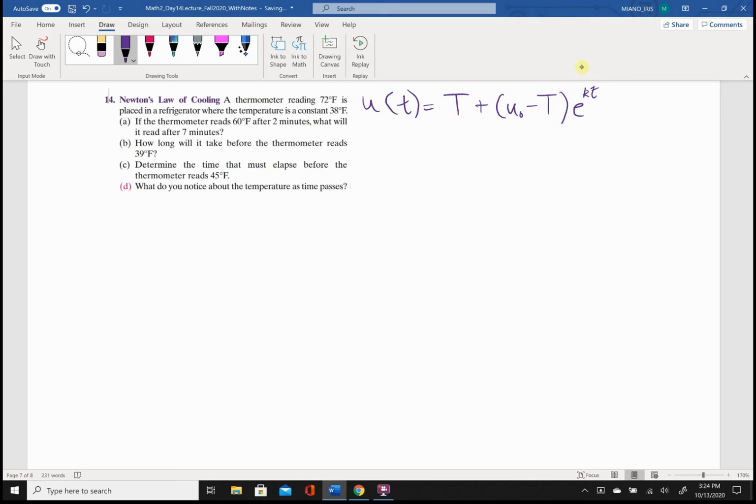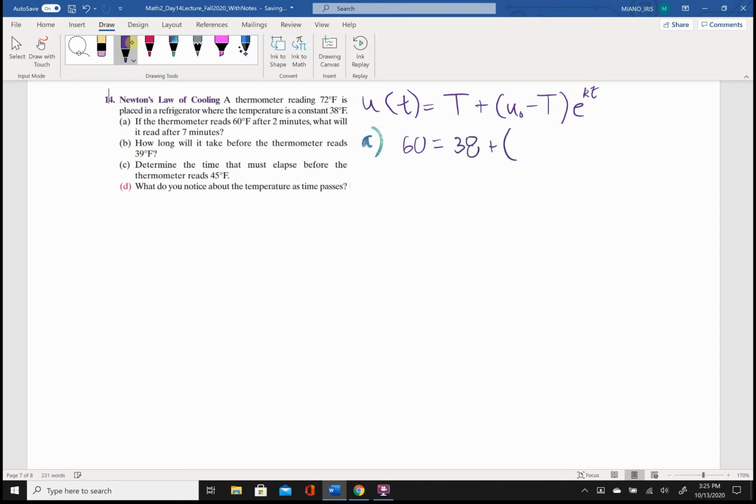So here's the formula that we're going to use. And for part A, let's go ahead and plug and chug. We know that 60 degrees Fahrenheit is going to be the resulting temperature after a certain amount of time, so that's your U of t, 60. The temperature in the surrounding area is 38 degrees, so that's your capital T.